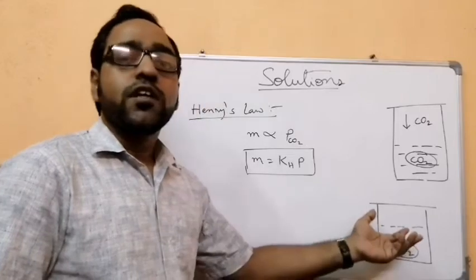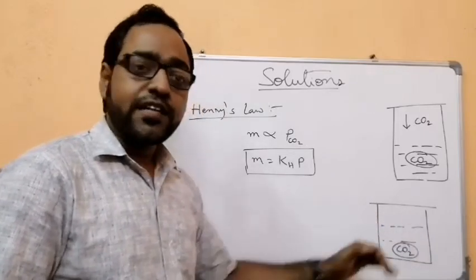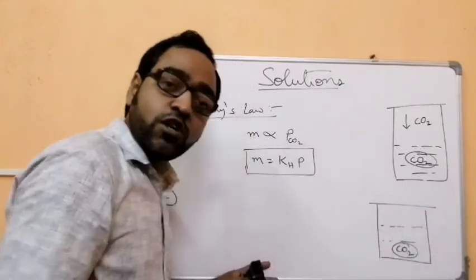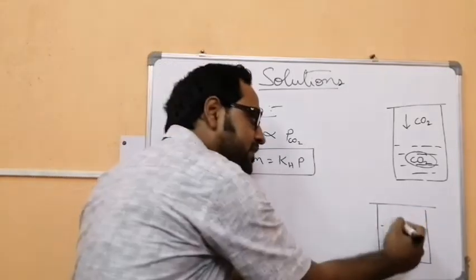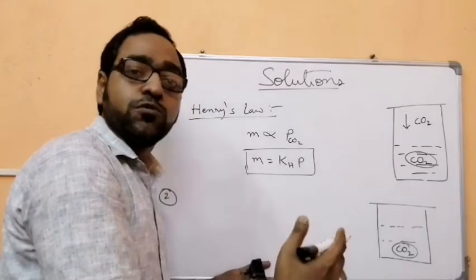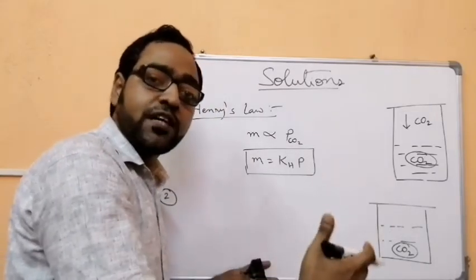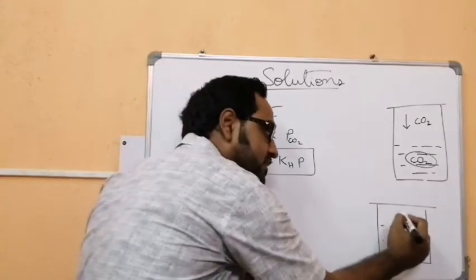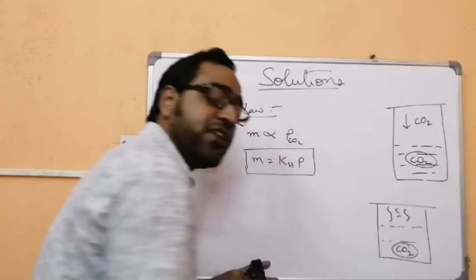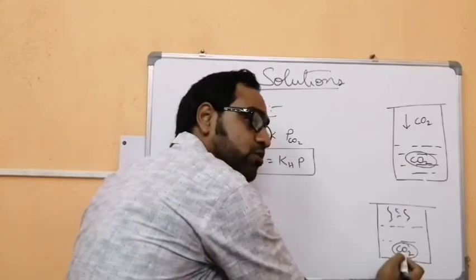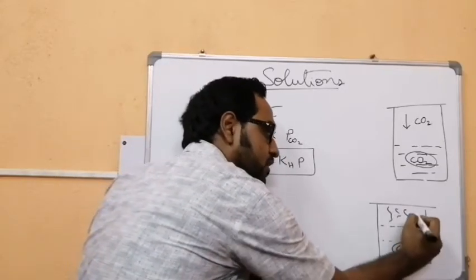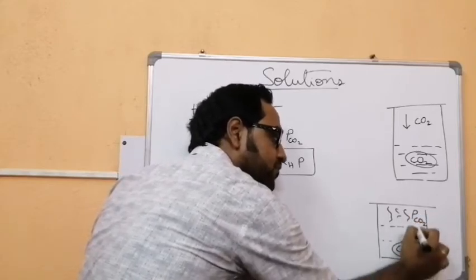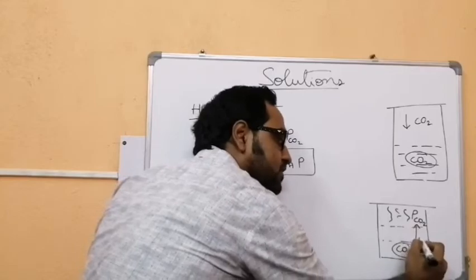Now, the moment you consume half of the cold drinks and keep the container closed, there is empty space which does not contain any CO2. This empty space will fill up with CO2, because the second time when you open the container, you will again find the fizzing sound. So this empty space will be filled with CO2 and that CO2 will come from the solution. This empty space will have a partial pressure of CO2 and this will come from the dissolved CO2.